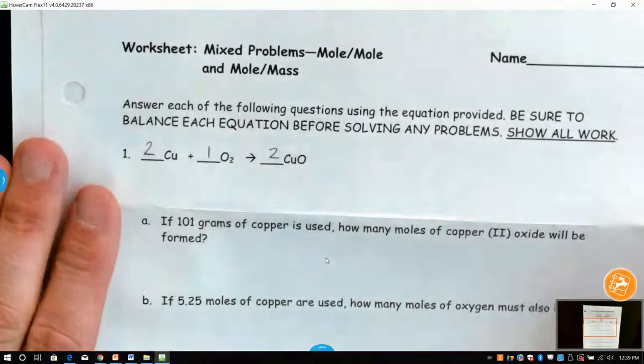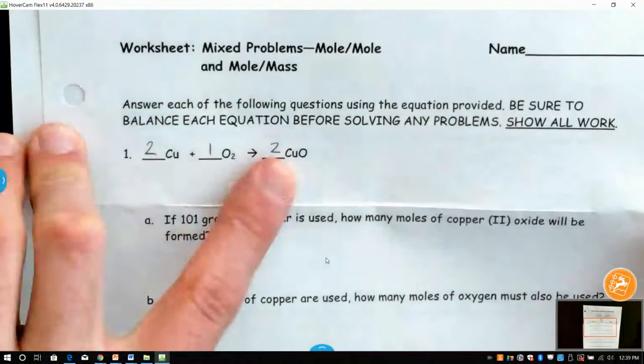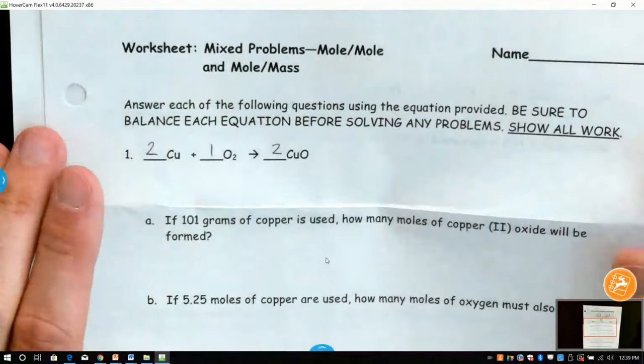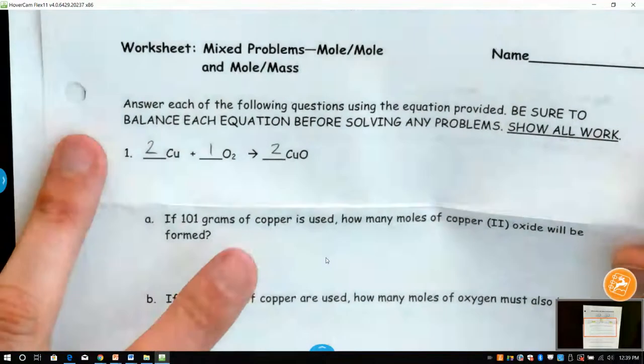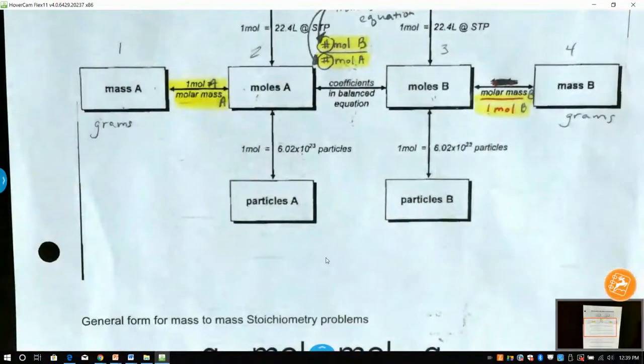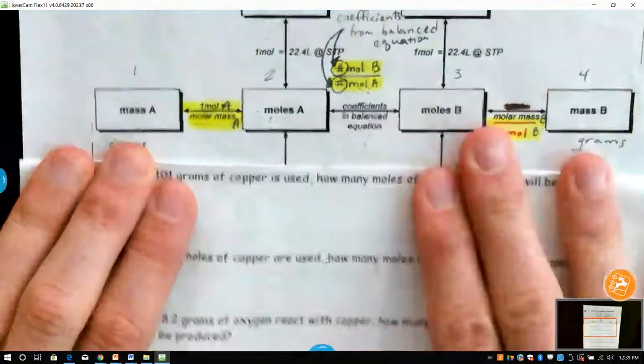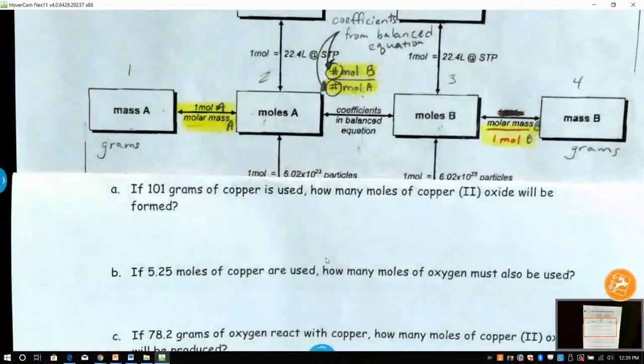So here's our balanced equation. We have a 2 to 1 to 2 ratio. Now I'm just going to flip this out of the way for a minute so we can get a better look at this. Okay, we have our mole map behind us, which is good. We kind of need that.